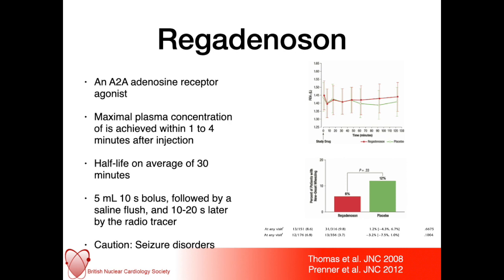Much simpler to administer is Regadenoson. This is a more selective adenosine A2A receptor agonist, and it's given as a simple bolus injection over a few seconds, and then you flush it through, and then the maximal effect comes within 10 to 20 seconds, and that's when you give the radio tracer.